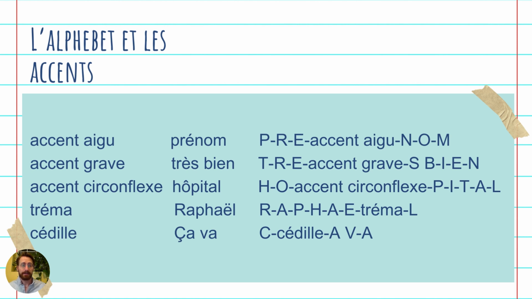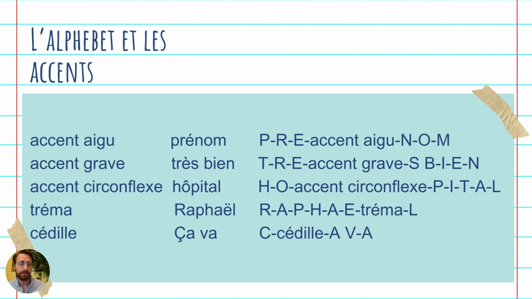But obviously we have the letters, but we also have the accents. So in French, there are 5 total accents, and they change the pronunciation of the letter. And we'll go through a little bit on how to distinguish them and how to say them.